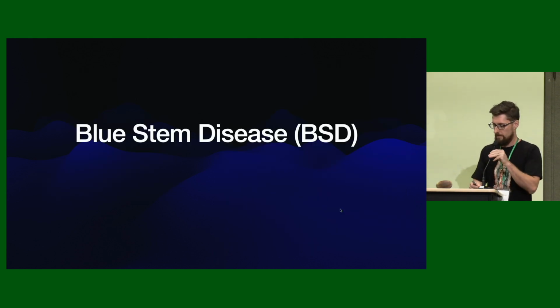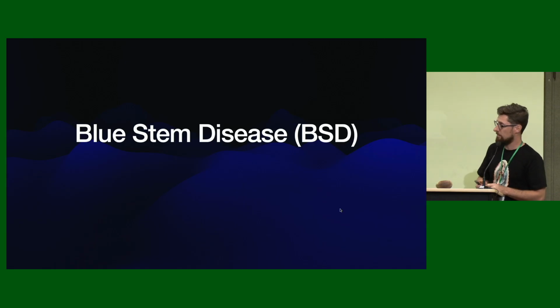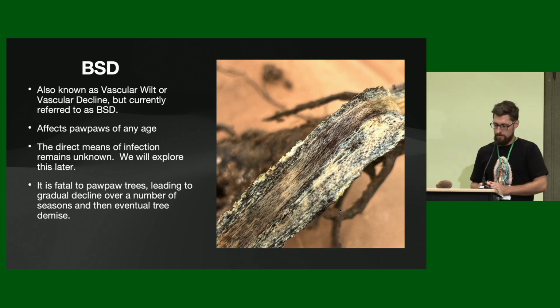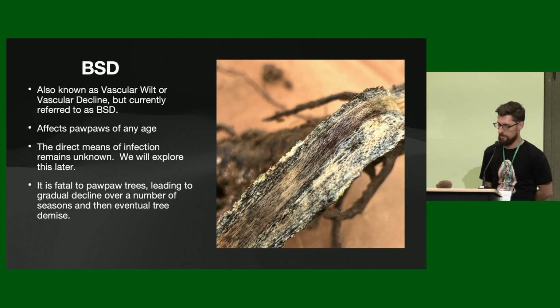All right, so the most important disease we're going to talk about today is blue stem disease, or BSD. It's sometimes also referred to as vascular wilt. It's a very serious disease that is unfortunately still not well understood, at least in the case of pawpaws. Here are a few basic facts. Also known as vascular wilt or vascular decline, but currently referred to as BSD. It affects pawpaws of any age. The direct means of infection remain unknown. It's fatal to pawpaw trees, leading to gradual decline over a number of seasons and then eventual tree demise.